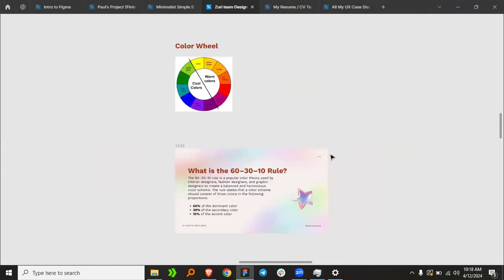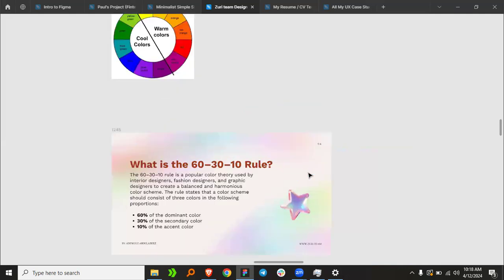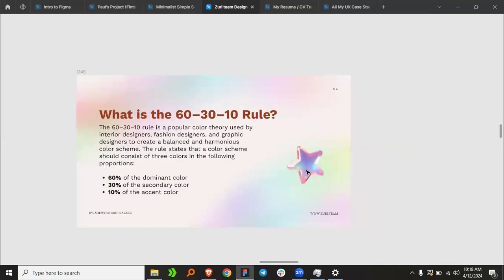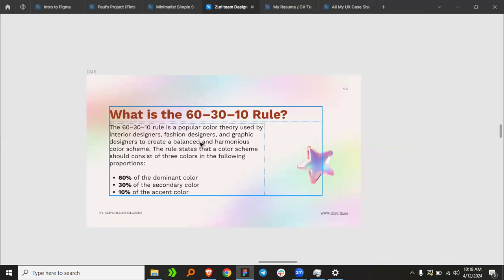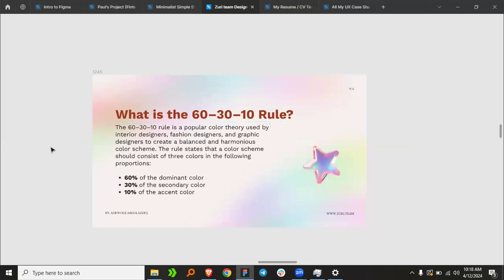So then another thing that I want to talk about is the 60-30-10 rule. The 60-30-10 rule is a popular color theory used by interior designers, fashion designers, designers generally, graphic designers, to create a balanced and harmonious color scheme. It's just there to make you balance your color usage, right? Because you don't want to use too much color or use less color for the other parts.